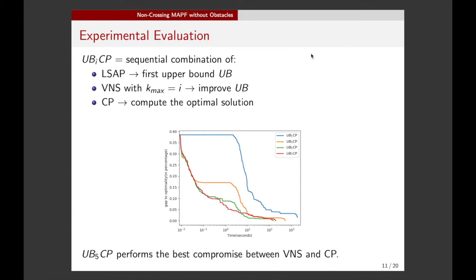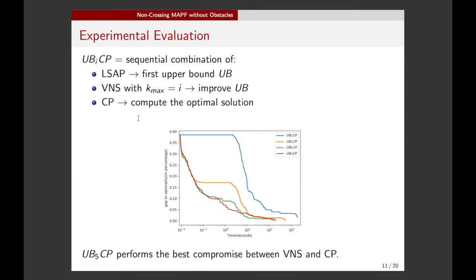We evaluate our algorithm on simulated instances. Here, UBI-CP means a sequential combination of LSAP, VNS, and CP. We first compute an upper bound by solving an LSAP, and then improve it with VNS. The parameter I here refers to the k-max in the VNS. And finally, we can apply a CP model to compute an optimal solution.